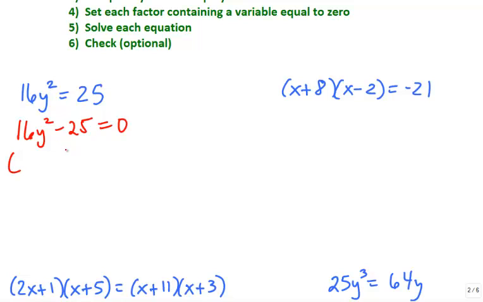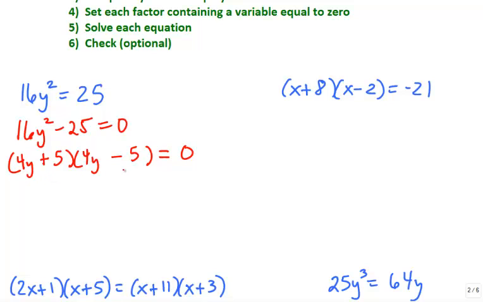We're going to set up our two sets of parentheses. And in order to get 16y squared, we need something times itself, and that would be 4y and 4y. And something times itself that gives us 25 would be 5 and 5. And one of these has to be plus and the other one minus, so that we don't end up with any middle terms. And that's that difference of squares pattern. And these two factors are equal to 0.